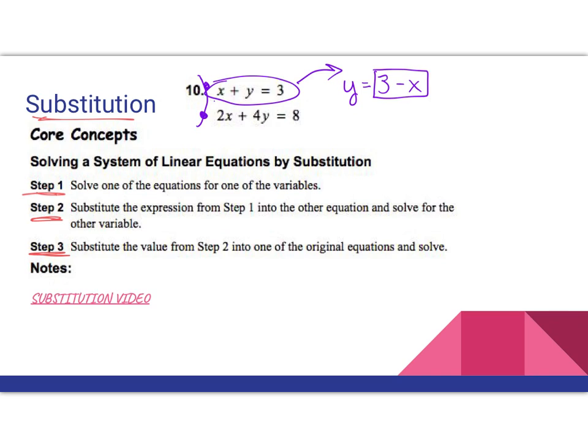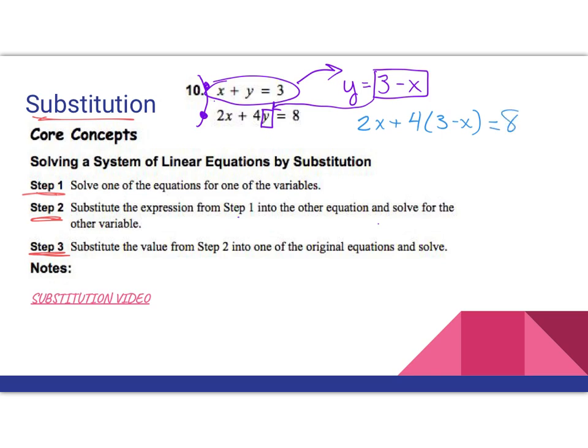So now in substitution, I'm going to take that handy-dandy equation, that box that I made, and I'm going to stick that 3 minus x into the y. And that is doing substituting the expression from step 1 into the other equation. And then I'm going to solve it. So now I've got, and I'll switch to blue, 2x plus 4 times that whole 3 minus x is equal to 8.